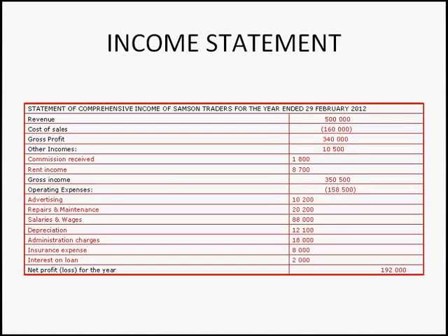So again, if I look at the bottom part of my trial balance, at all the elements that were classified as expenses, you'll see that was advertising, repairs and maintenance, salaries and wages, depreciation, administration charges, insurance expense, and interest on loan. So you can see that by taking the trial balance and classifying the accounts before you actually start with the income statement and balance sheet, it makes it so much easier for you to decide what are expenses, what are incomes, and where they must be written in on my templates or on my formats.